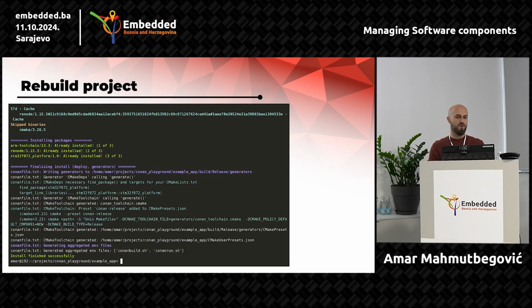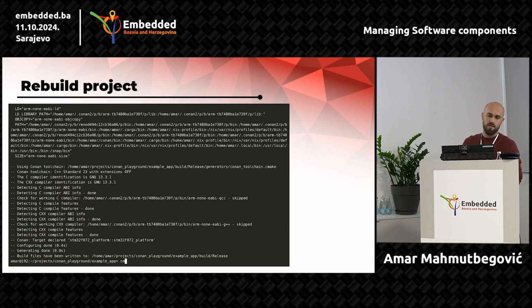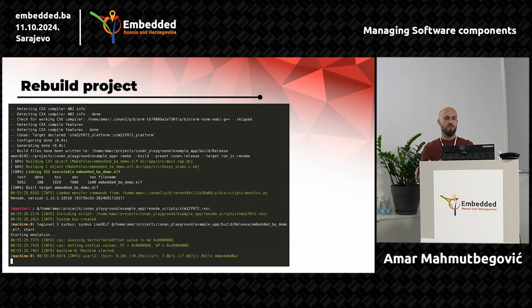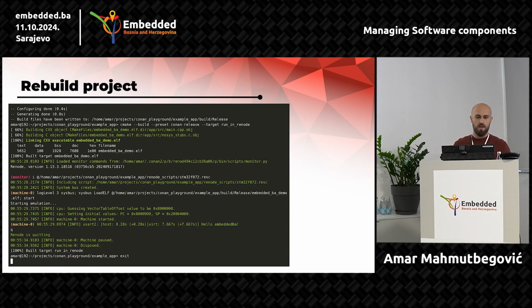So we are now rebuilding project, running Conan install again, configuring CMake, and building project, and we are now using target run in Renode. So after building project, it will start Renode, it will load this L file, and we see it prints out hello embedded.